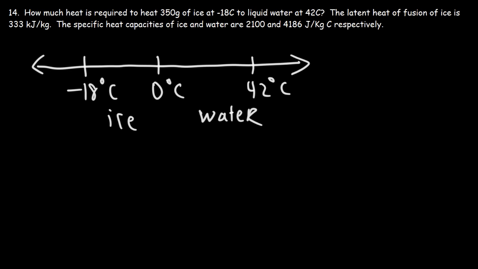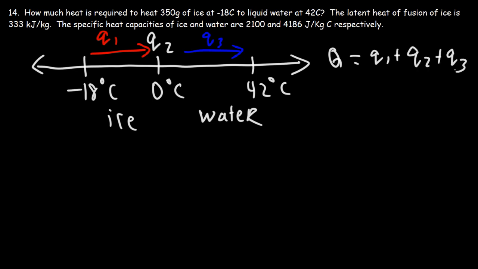Now, we need to break this problem into 3 parts. Q1 will represent the energy that's needed to heat ice from negative 18 degrees Celsius to 0. Q2 is going to be the heat energy that's needed to melt ice into liquid water. Q3 will be the thermal energy that's needed to heat liquid water from 0 to 42. Q would represent the total heat required, which is going to be the sum of the 3 smaller Q values.